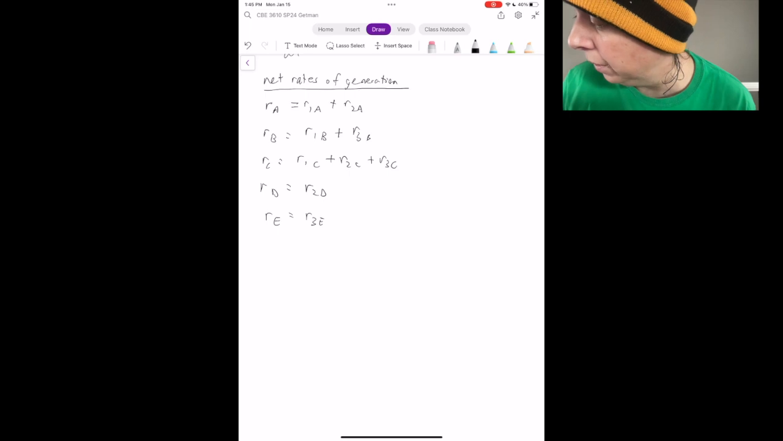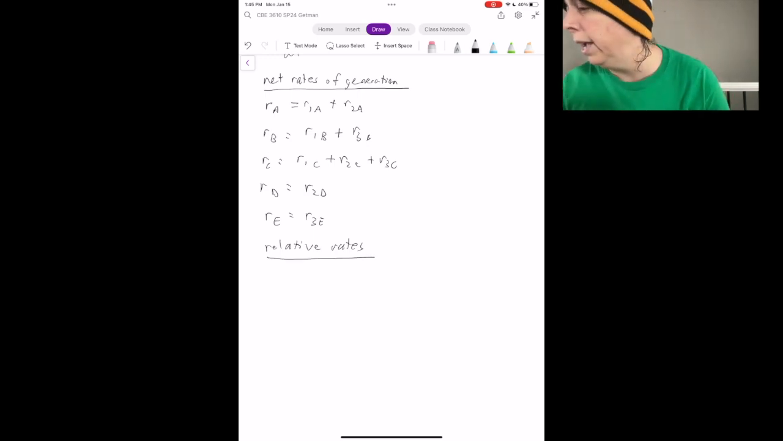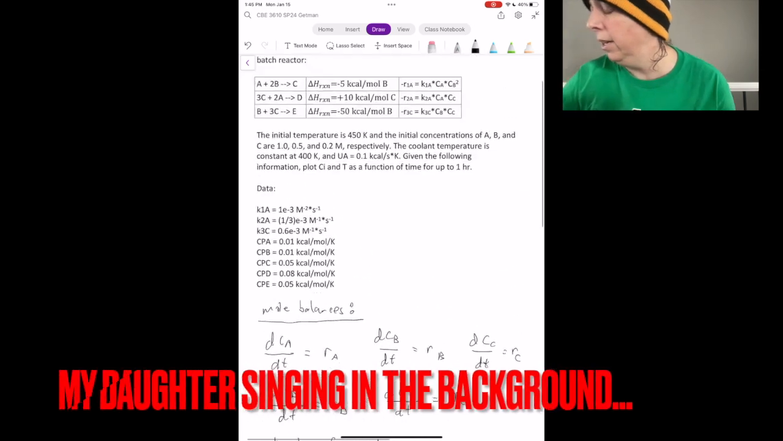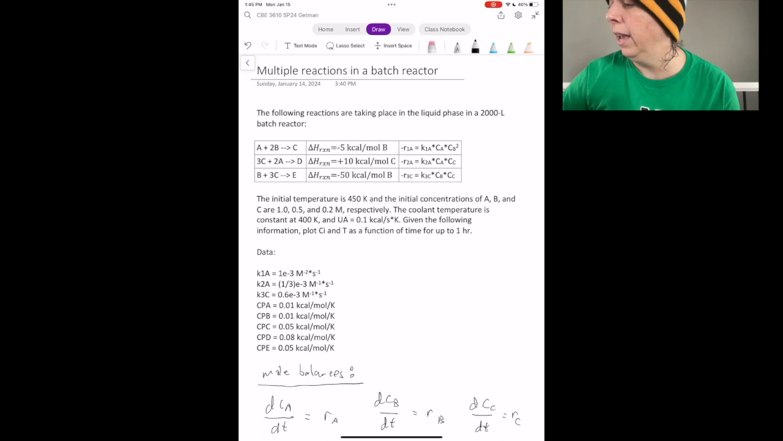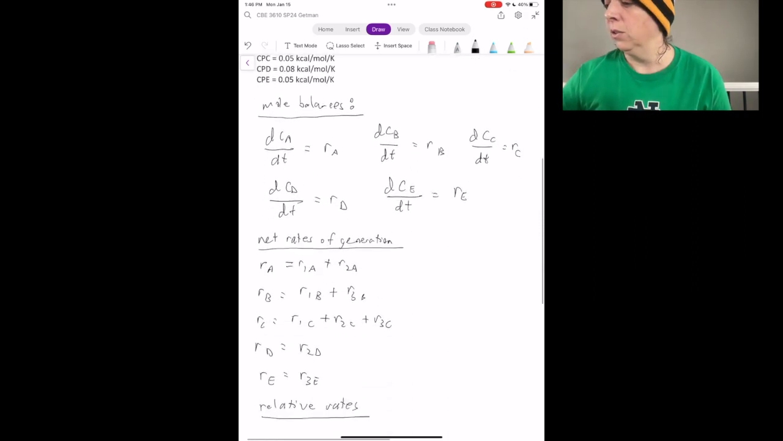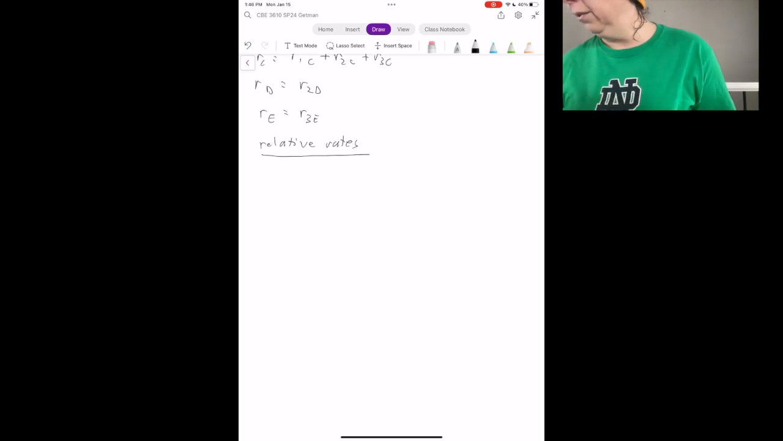So next I'm going to write my relative rates. I'm going to do this for each species in each reaction. So I'm already given information on the relative rates of A for reaction 1, of A for reaction 2, and of C for reaction 3. So I already have that information. I'm going to write the relative rates for all the other species in each reaction in terms of the relative rates I already have. And again, I'm going to do that using the relative rates equation.